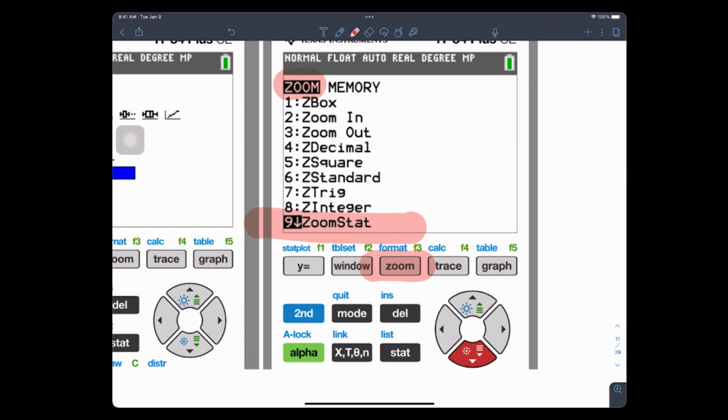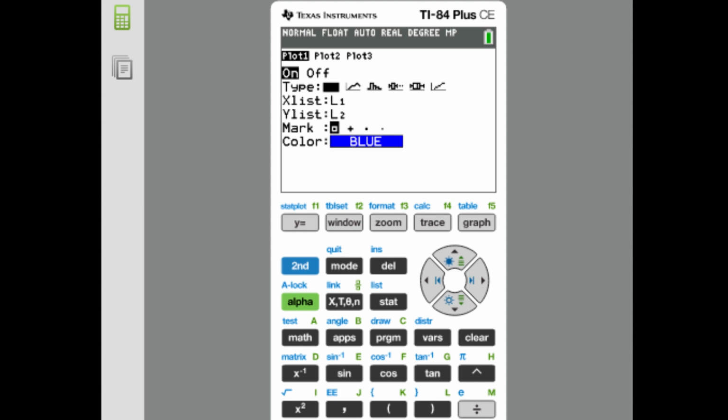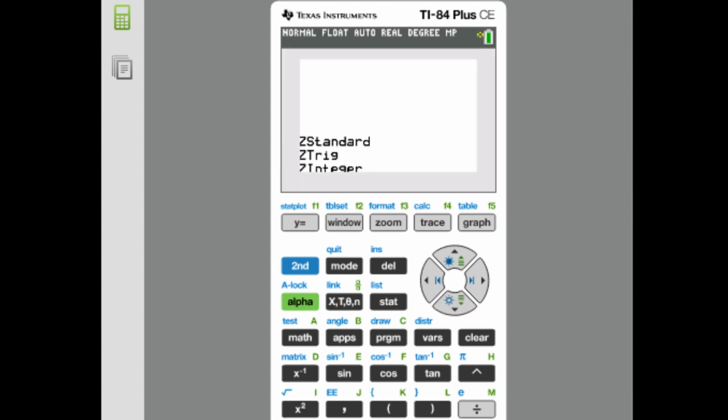I don't know why. They should have just called that scatter plot. If I had to design this, it would be very different. All right, here we go. Zoom, scroll down to 9, called zoom stat, and there's your scatter plot, ladies and gentlemen. So it's that procedure you want to follow to create a scatter plot.